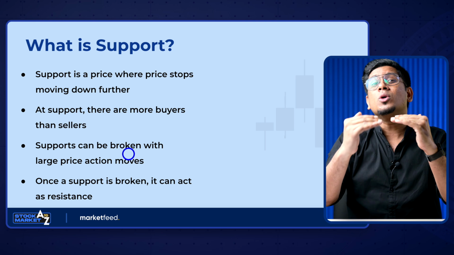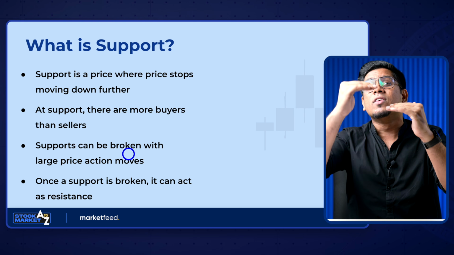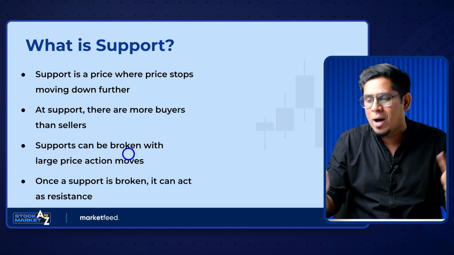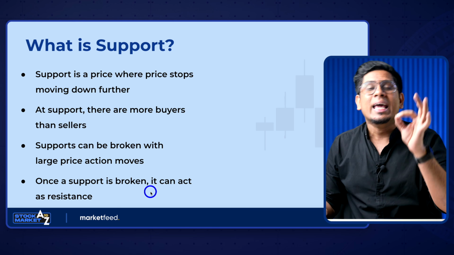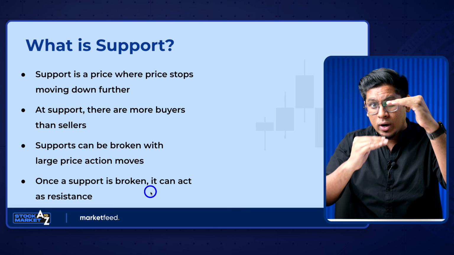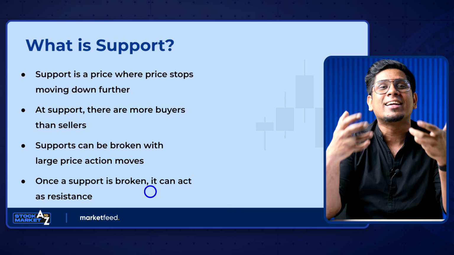And if there is huge selling in that stock, then with large price action, with a large candle, with large volume, the support can be broken. It happens a lot in the market, and once a support is broken, it can act as a resistance. Once the support is broken, the stock has gone down. When the stock moves up, the same price level will start acting as a resistance.